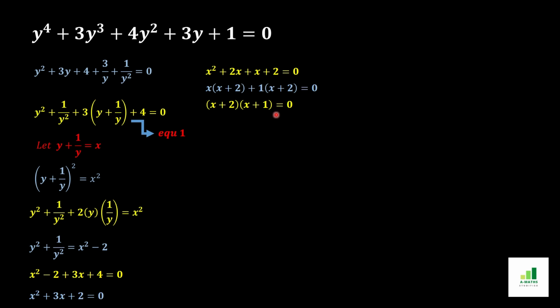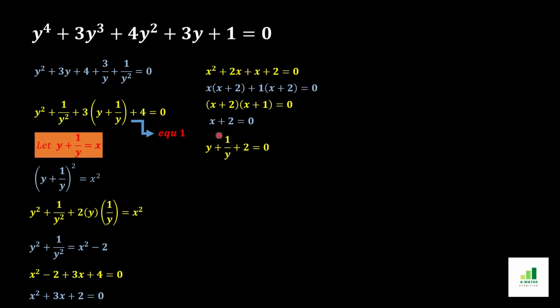Now we will solve these two factors for y. So first we take x plus 2 equal to 0. As we know that y plus 1 over y equals x, we will replace x with y plus 1 over y, and we will get y plus 1 over y plus 2 equal to 0.